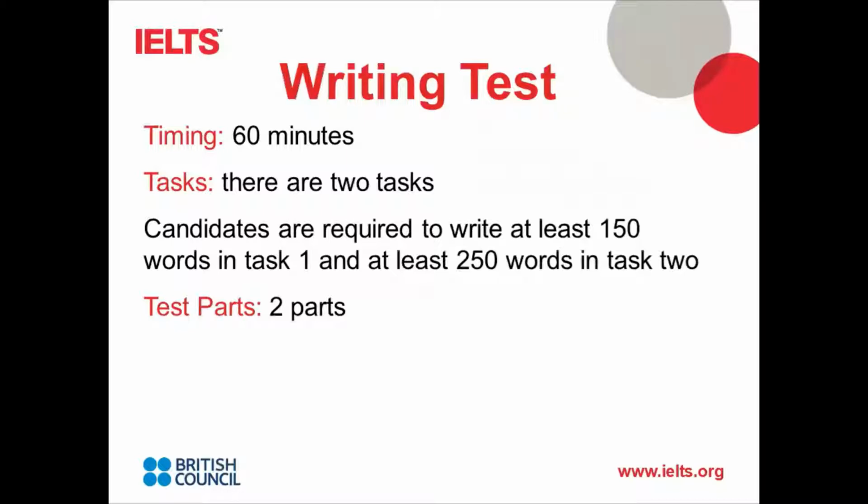So next we can see what the writing test is. The writing test is an activity which takes about 1 hour to complete, that is 60 minutes. There are two tasks. Candidates are required to write at least 150 words in task 1 and at least 250 words in task 2. For task 1, whether it is general or academic, you need to write 150 words at least. And for task 2, you need to write at least 250 words.